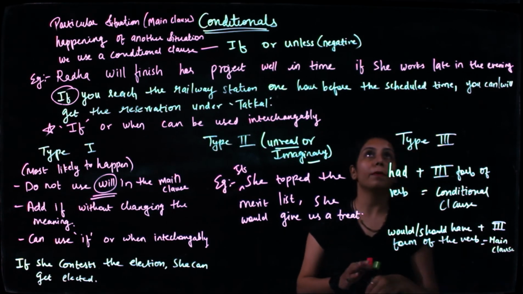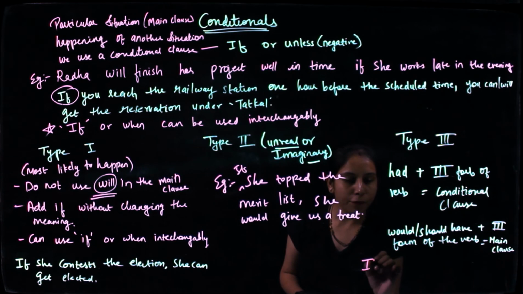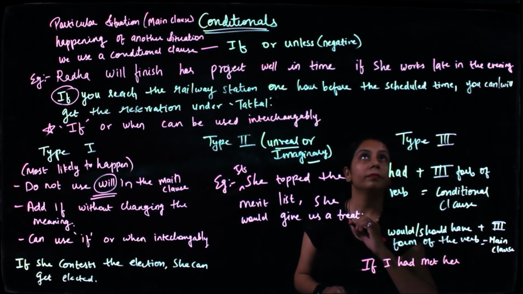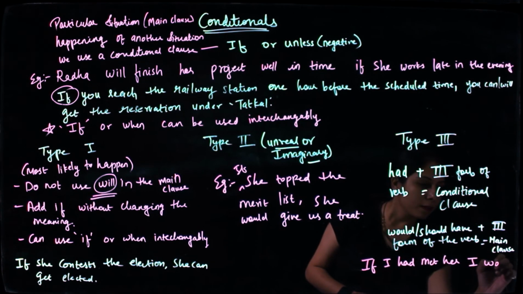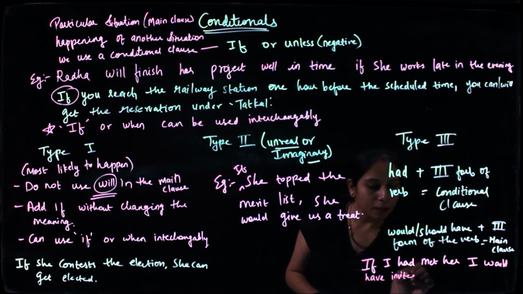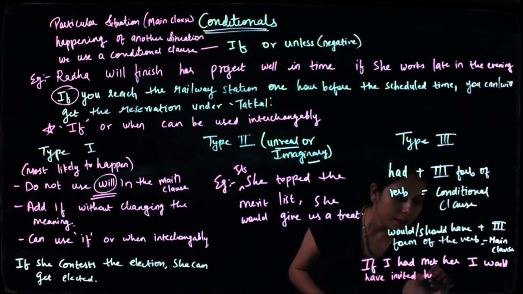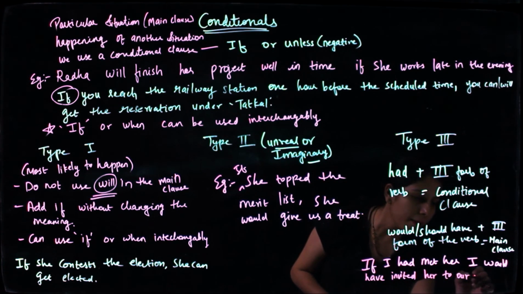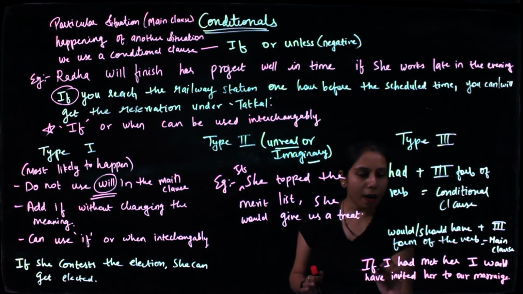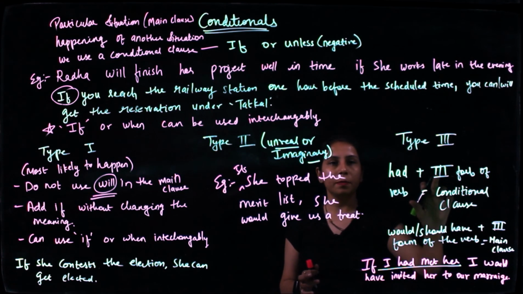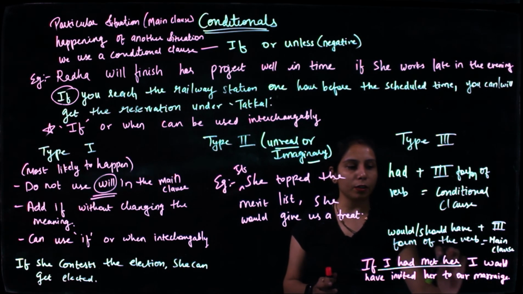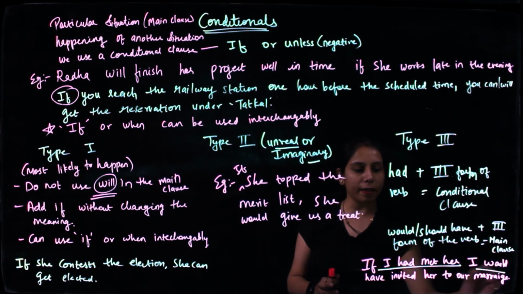Now I would give one example of this to you. If I had met her, if I had met her, I would have invited her to our marriage. Okay, so now what has happened? If I had met her is the conditional clause, had plus third form of the verb. So that is the conditional clause. I would have invited her to our marriage. So that is the main clause I have added in the end.